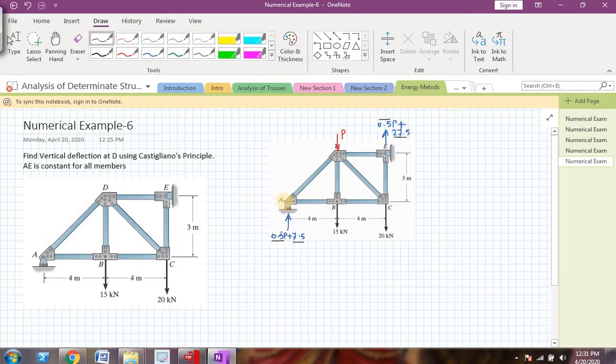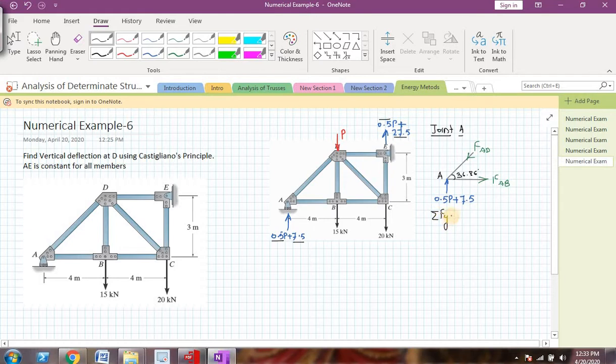Now I will start with joint A and find the forces in each and every member of the truss in terms of P. So let us start with joint A and draw the free body diagram. Okay, I have drawn the free body diagram of joint A. So this is the reaction at A of 0.5P plus 7.5, and I'm assuming force in the member AD as compression and force in the member AB as tension. So let us start with applying equilibrium equation.